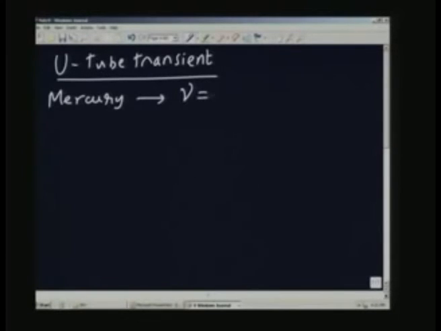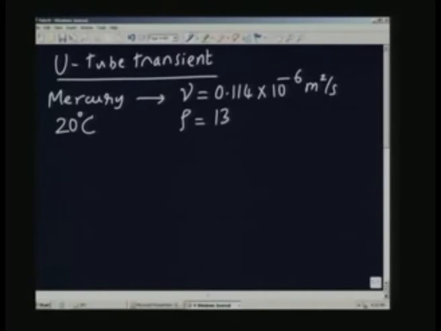Nu is 0.114 times 10 to the power of minus 6 meter squared per second. I am taking everything at 20 degrees Celsius. And the density is 13,579 kilogram per cubic meter.